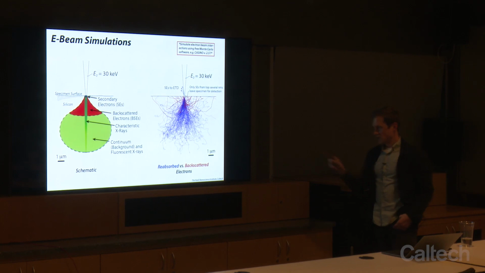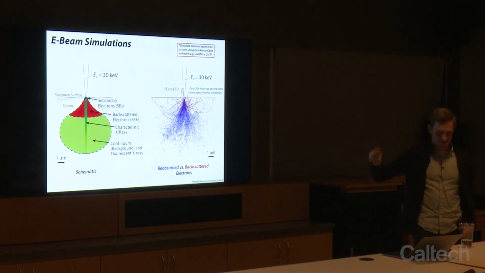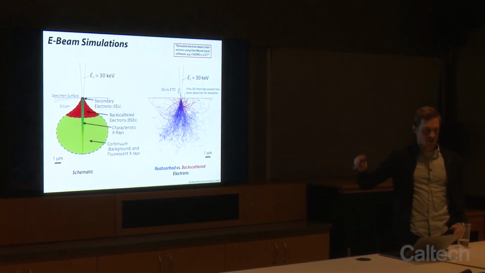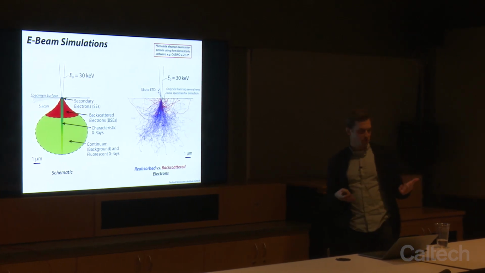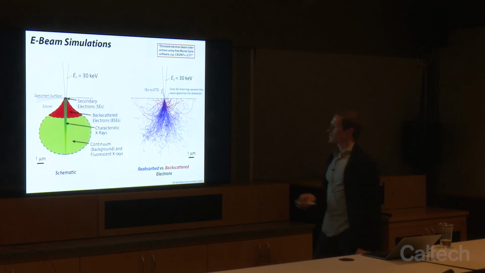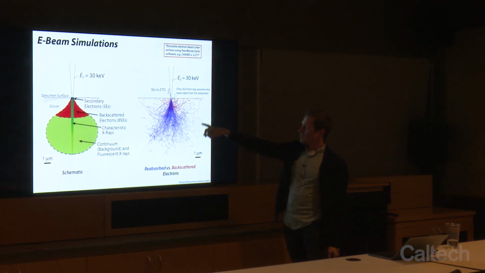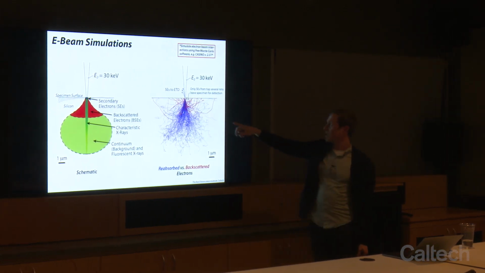Now, one thing I showed in those little data bars, I had different voltages used for collecting different signals. And I'm going to show why you might choose a different voltage to capture these different signals. So we have our interaction volume here for 30 kV.